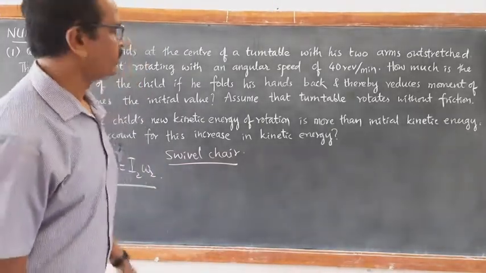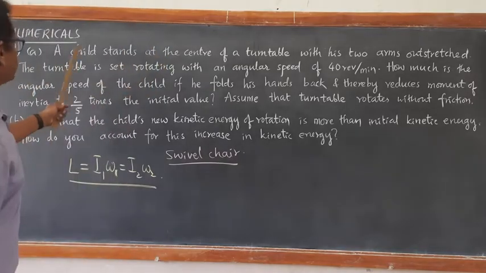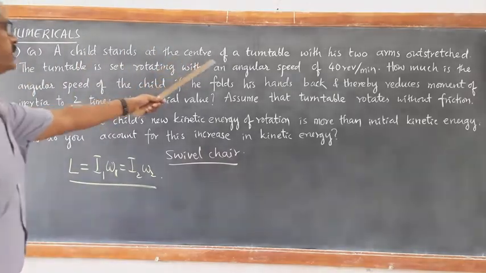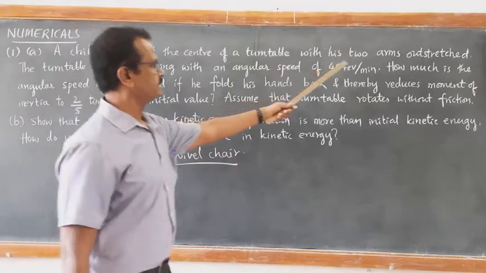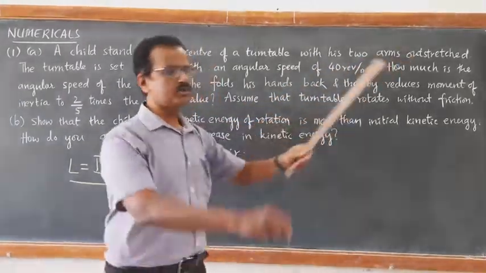Let us see one example which is based on conservation of angular momentum. A child stands at the center of a turntable with his two arms outstretched.